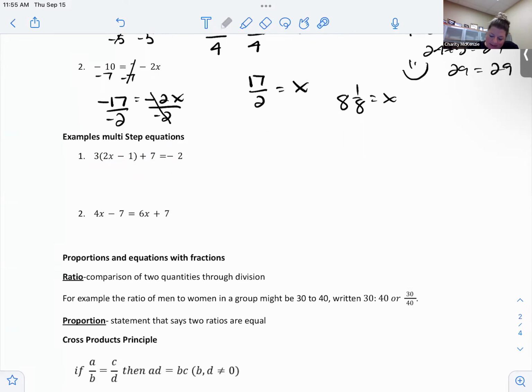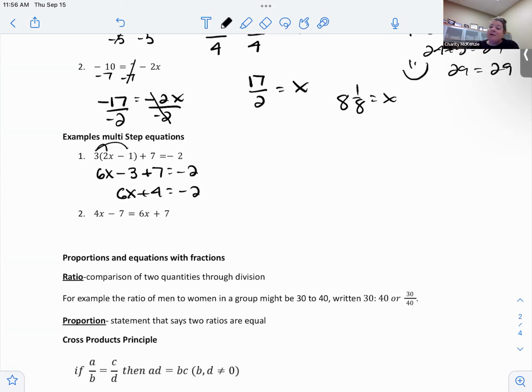Okay, so I'm going to say, all right, this 3 times 2x is 6x. 3 times 1 is a minus 3. Still have my plus 7 equals negative 2. Now I want to combine the 7 and the negative 3 because they're just numbers. So now I have 6x plus 4 equals negative 2. And now this looks like the problems we just did.